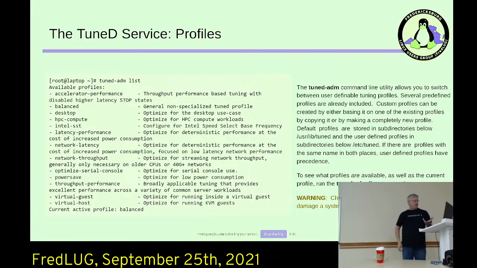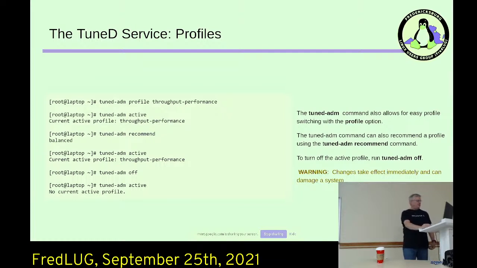If you want a list of all those and you want to understand them more, just do tuned-adm list, and you'll get a list of all those things I just had on the previous page. If you want to change a profile, you just do tuned-adm profile and the name of the profile that you want. That's it. It's pretty easy to use. So if you want high network throughput, tuned-adm profile network-throughput, and it's done.